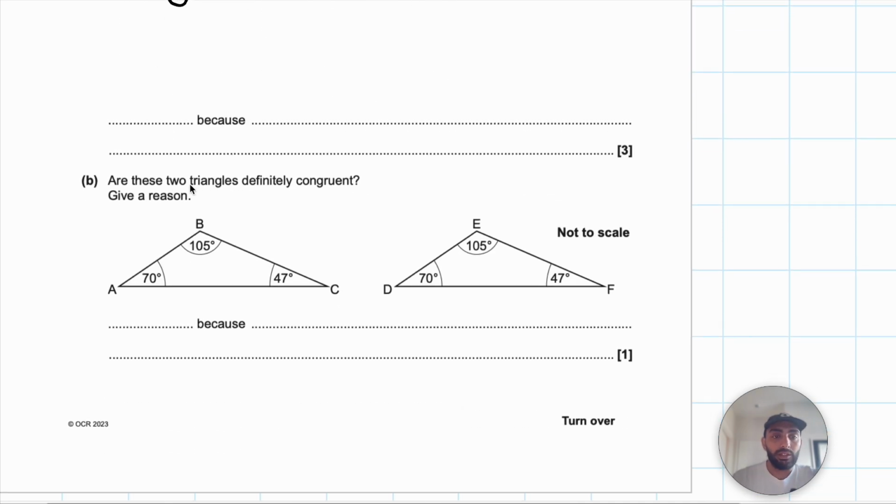Part B. Are these two triangles definitely congruent? Congruent just means they're exactly the same as each other. So this is 70, that's 105, that's 105, and that's 47, that's 47. But we don't have any side lengths. Just because the angles are the same doesn't mean the side lengths are the same. So these are not exactly the same as each other. So the answer would be no, because the side lengths aren't given.